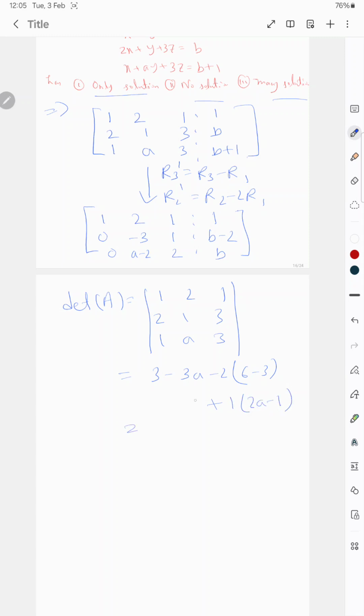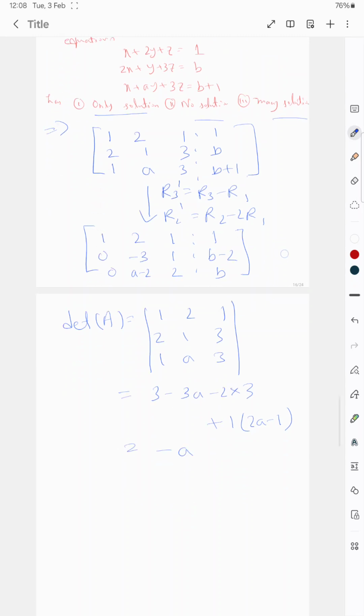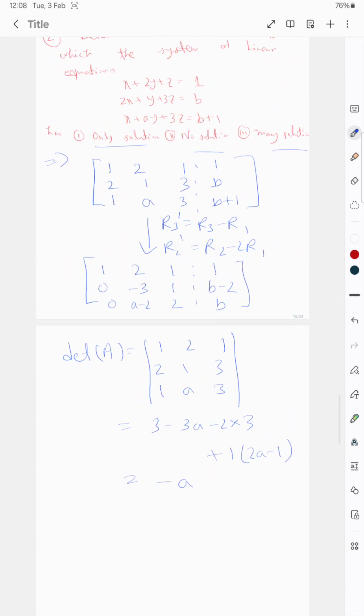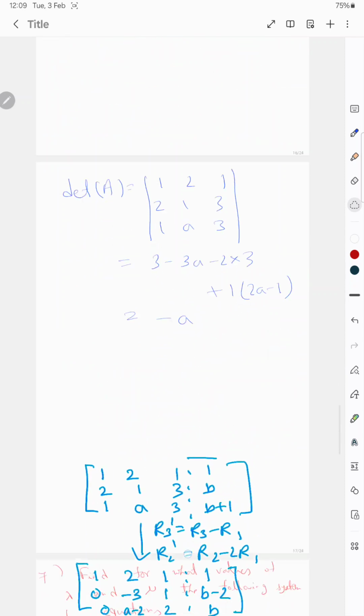So what you are getting, 3 minus 3a, that means you have minus a, right? And from there you have, here you are getting 3 minus 6 minus 3 minus 1. So I think I am doing the row operation first. It is a little bit lengthy. So first find the determinant.